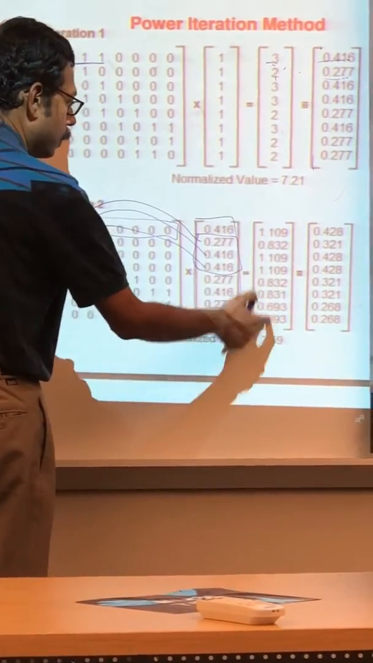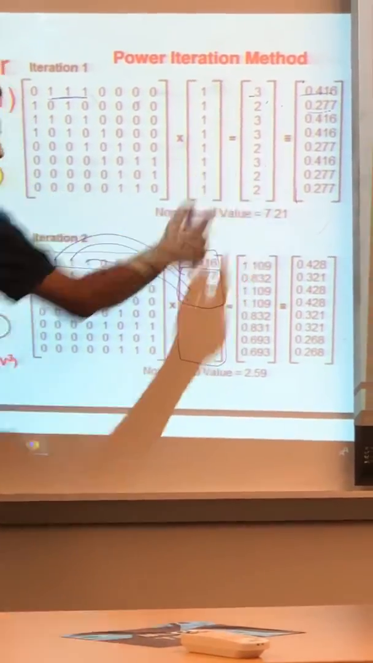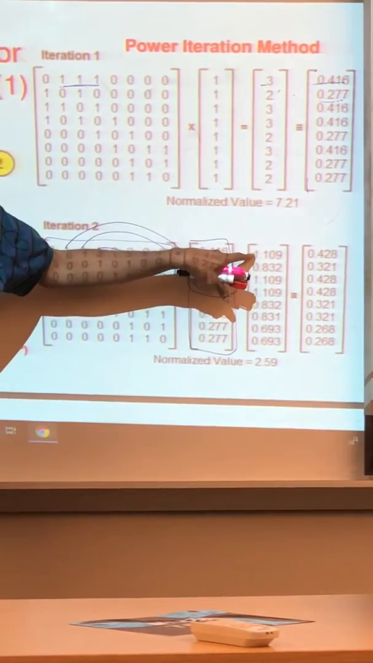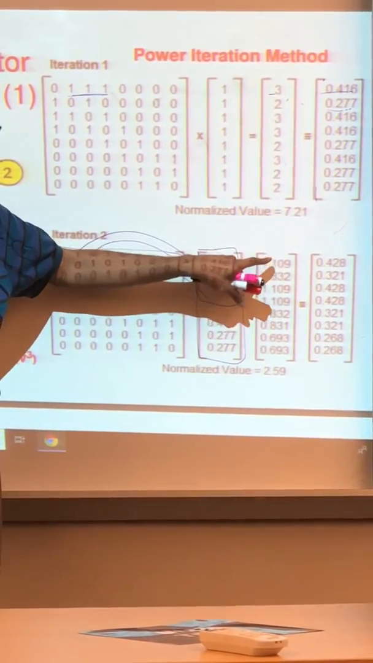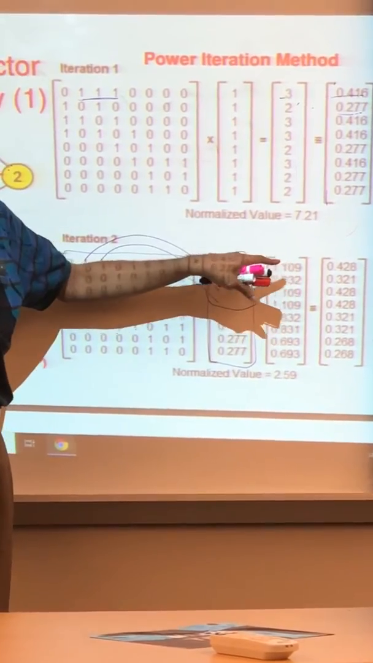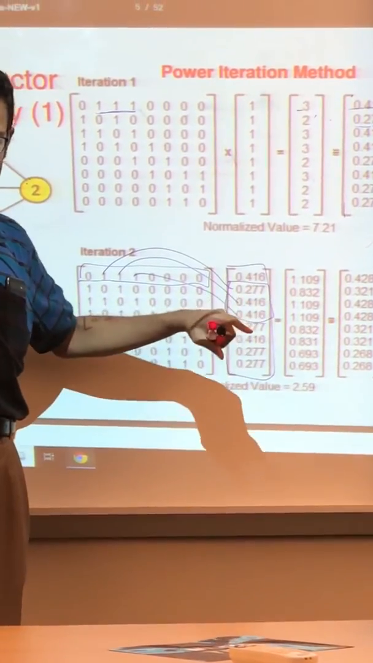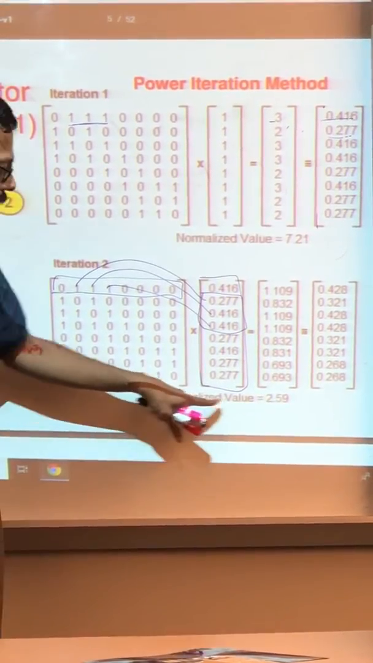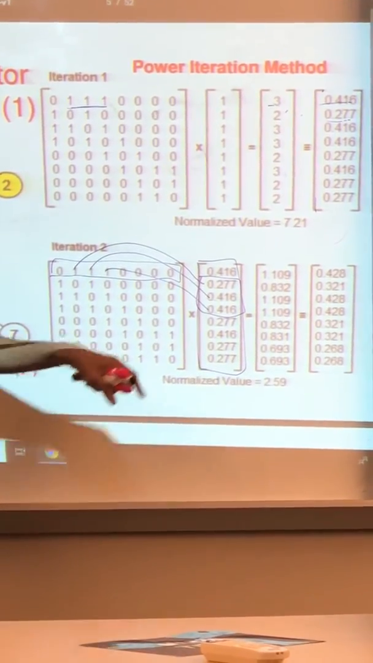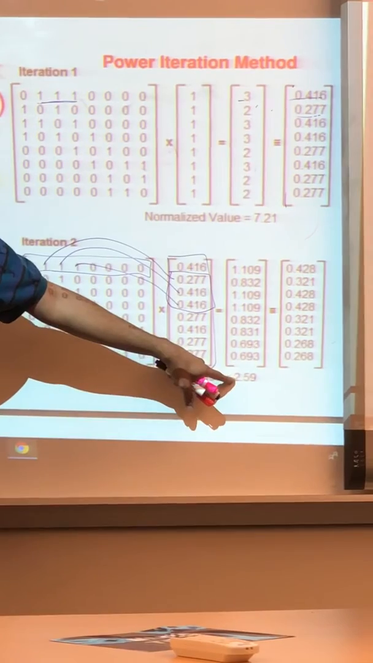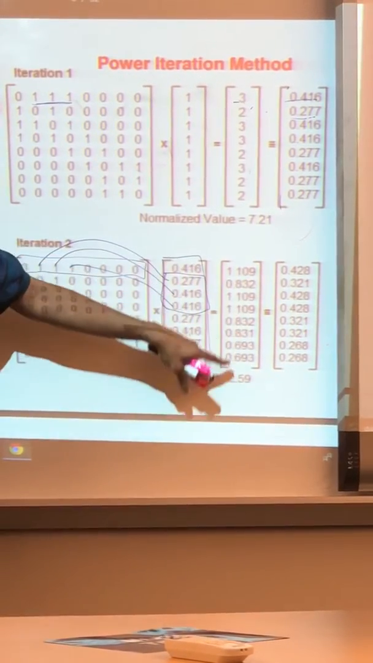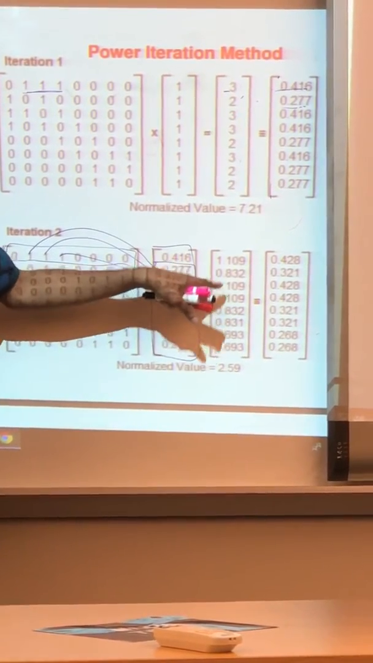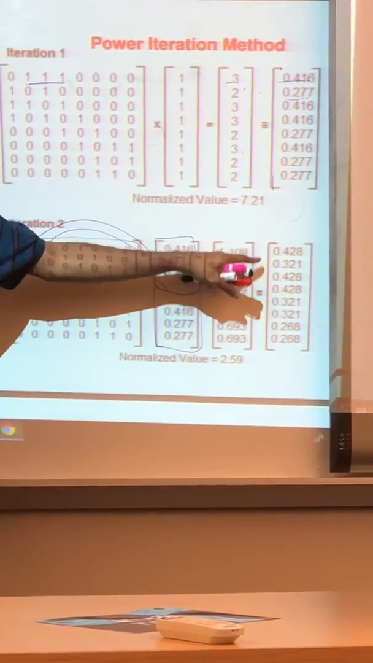So again, now try to normalize this. Like we got this and normalized this, right? So try to find the normalized value. So how to get the normalized value now? It is the squares: 1.109 squared plus 0.832 squared plus 1.109 squared and so on. Then sum all those squares, take the square root of that sum, that is like 2.59. Okay? Then divide each entry by 2.59. So 1.109 divided by 2.59 is going to be 0.428. 0.832 by 2.59 is 0.321 and so on.